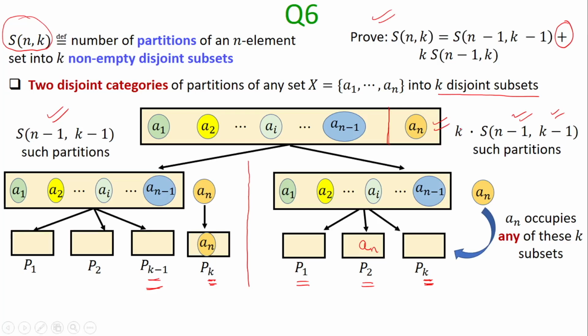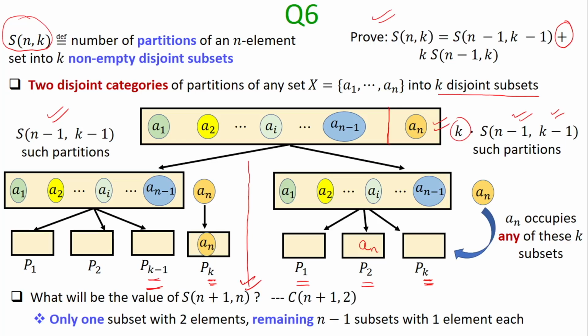So that's why k is multiplied here, because of the product rule. Okay, and if I sum these two categories of partitions, that will give me the overall number of partitions. Right. So what will be the value of S of n plus 1 comma n? Right, the number of partitions of an n plus 1 element set into n non-empty disjoint subsets.